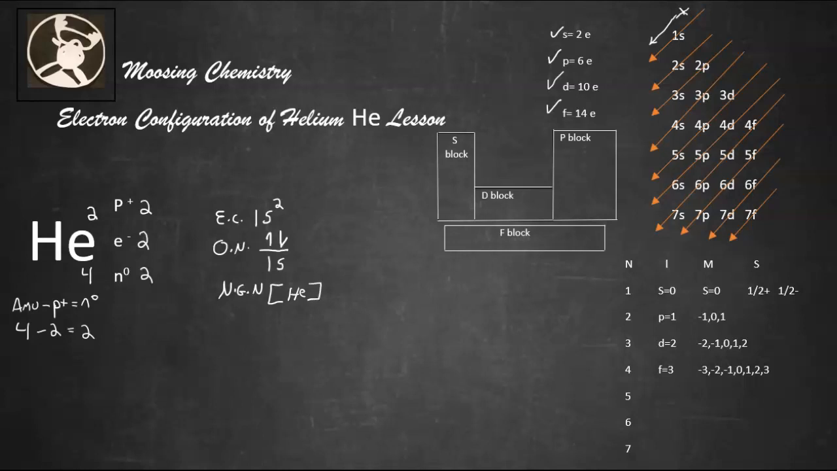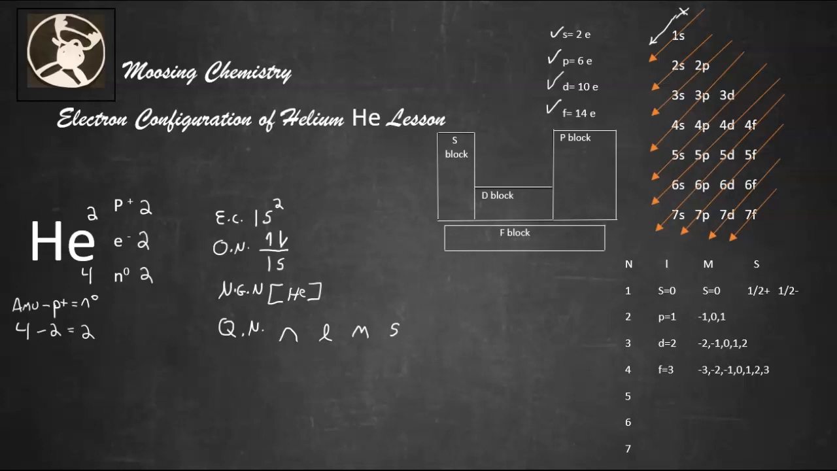Now, quantum numbers is the last notation that we're going to do. So here are our quantum numbers. We have n, l, m, and s. Every element has its own unique set of quantum numbers. All right, n is the principal quantum number, l is the angular momentum quantum number, m is the magnetic quantum number, and s is the spin quantum number.